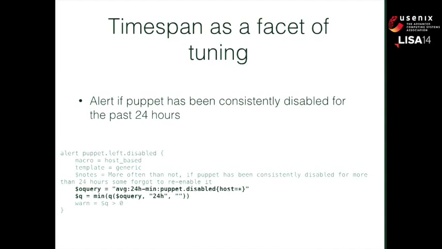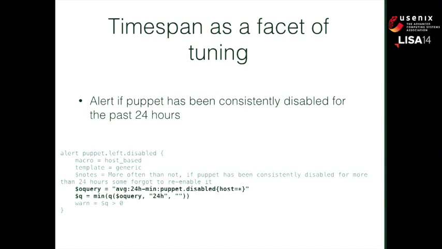Time span can be a facet of tuning, and this can be kind of interesting. So this alert here, the idea is at Stack Exchange, people sometimes accidentally leave Puppet disabled. There's that command, you say disable, reason, and you forget to re-enable it when you're done. So what this alert says is that if Puppet has been consistently disabled for 24 hours, meaning it was never enabled again during that period, then send an alert because someone probably forgot about the fact that they had disabled it.